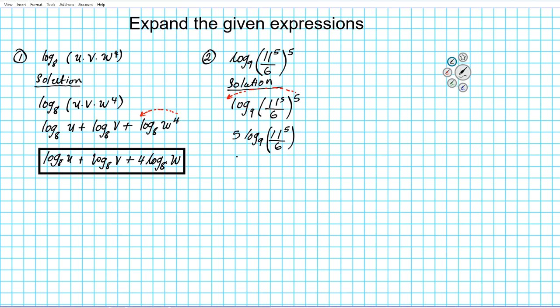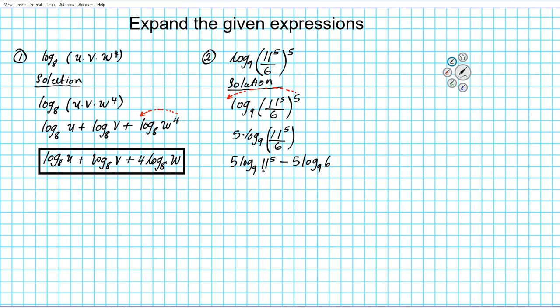So we're going to have 5 log base 9 of 11 to the 5th power. And this division becomes a minus. And don't forget, this 5 is being multiplied by the entire thing. So we distribute it across. So we have 5 log base 9 of 6.